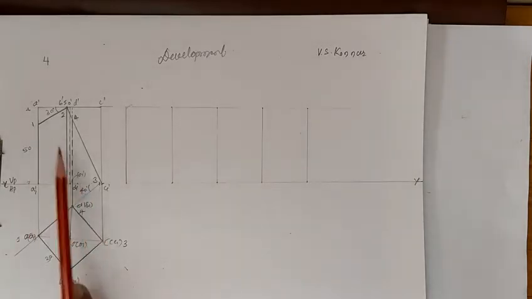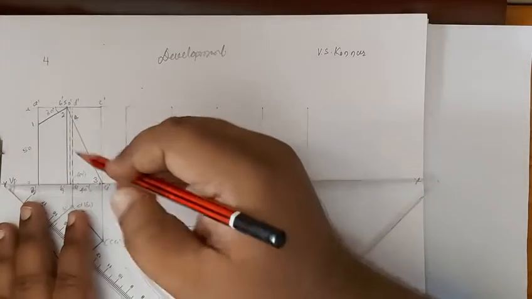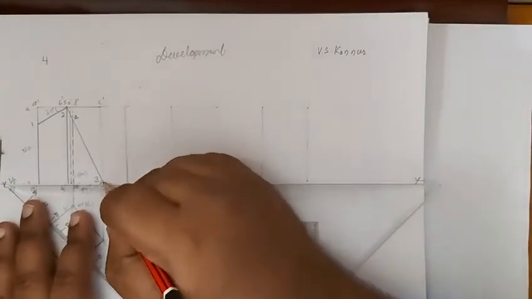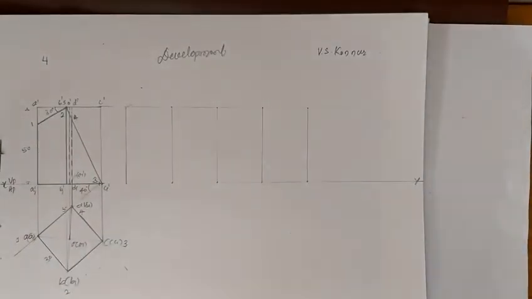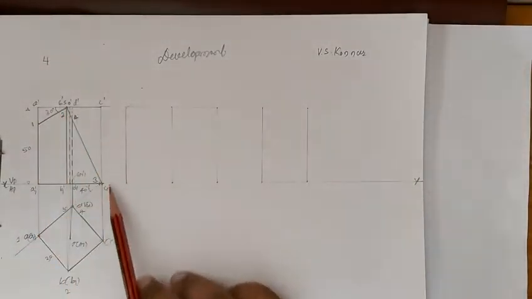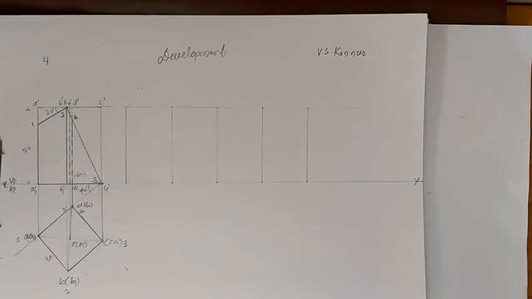This complete cut section is given in the problem. It has not been drawn, it is given in the problem. The dark part which has been shown is the cut section. The numbering is also given in the problem. We only have to develop, right?